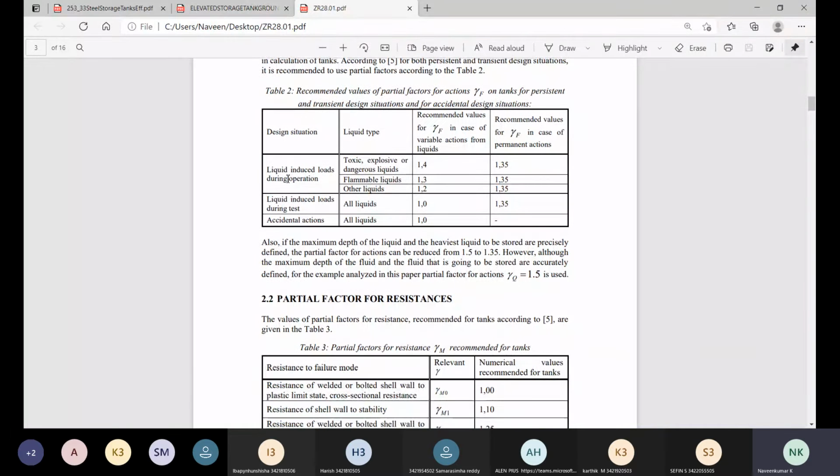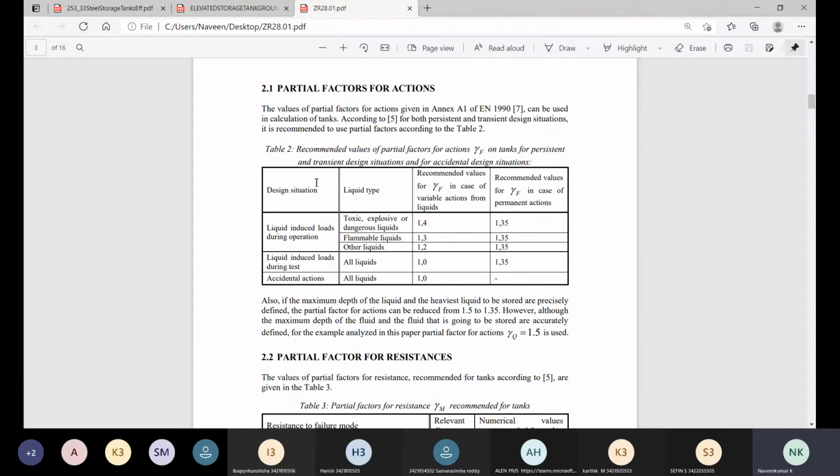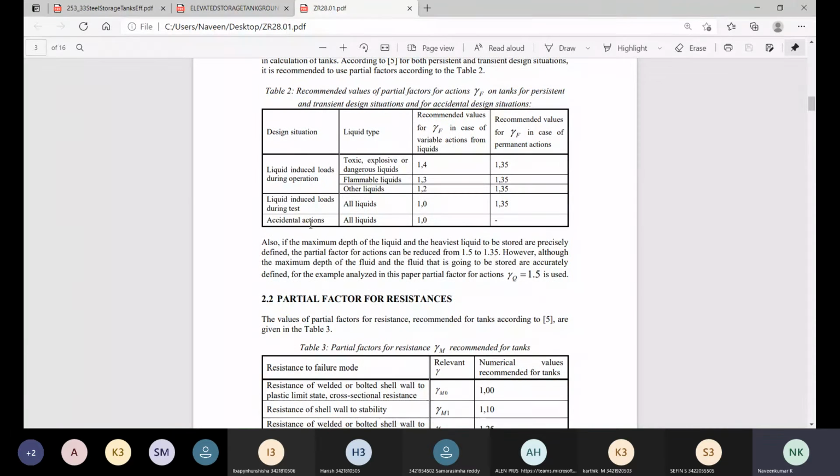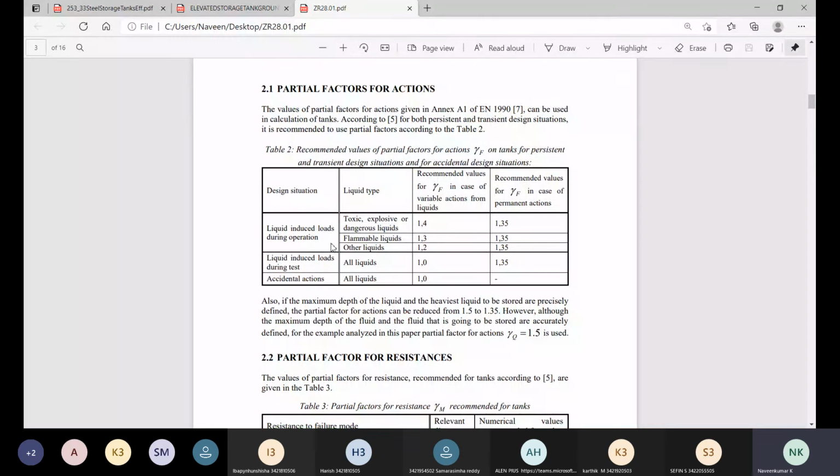There are values and corresponding design situations, depending on what purpose you are deciding for. For example, the first thing is the liquid induced load. There are different types of load when you design a structure: dead load, live load, wind load, earthquake load, snow load. So there are 5 types of load, and you consider all of them based upon the location where you're going to design and also the nature of the structure.